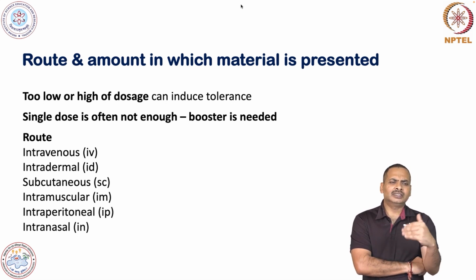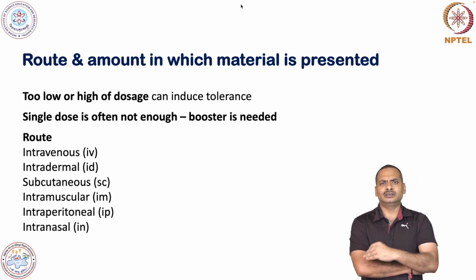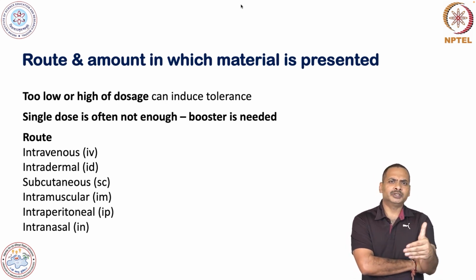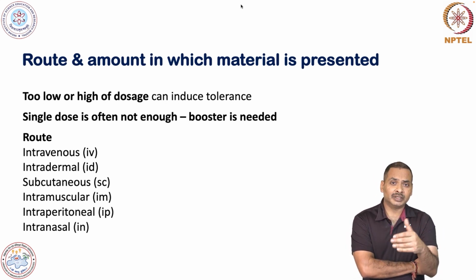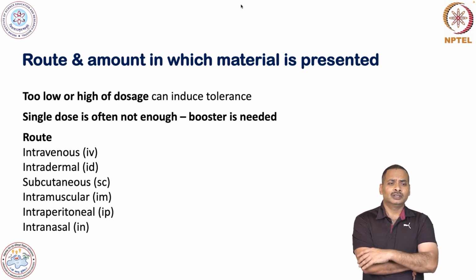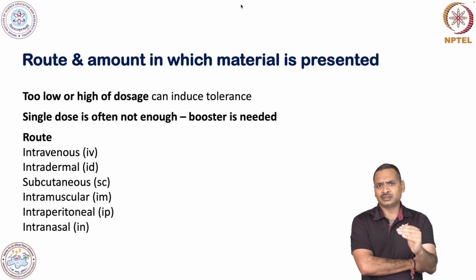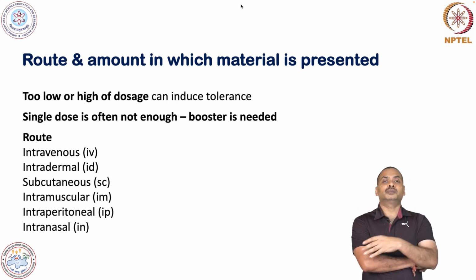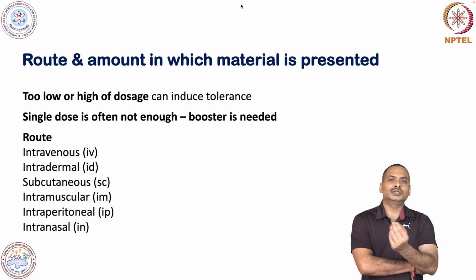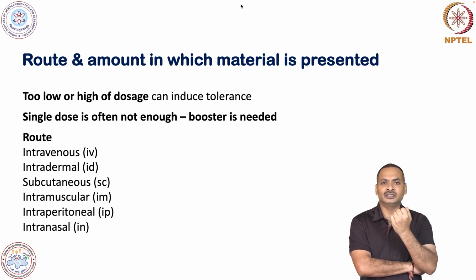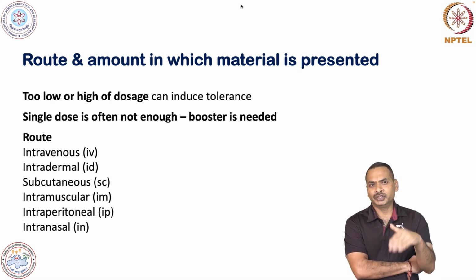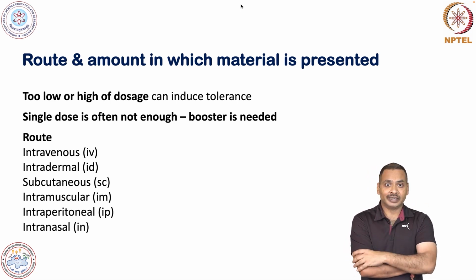Intraperitoneal, this we generally use in animals, not in humans, but in some cases probably people might be using some antigen or vaccination intraperitoneally, but I am not aware of that. In humans it is an uncommon practice. Another is intranasal. Intranasal is now coming up quite commonly. You just introduce the antigen in the nose, and then you can have immunity against that particular antigen.